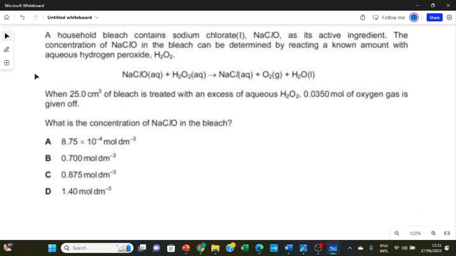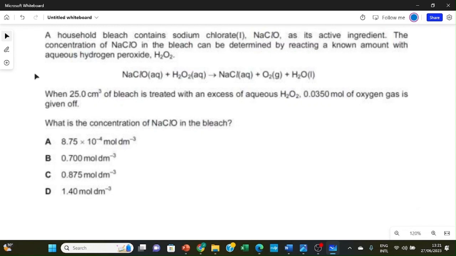When 25.0 cm³ of bleach is treated with an excess of aqueous hydrogen peroxide, 0.0350 mole of oxygen gas is given off. You are now asked what is the concentration of sodium chlorate(I) in the bleach. That is, what's the concentration of NaClO in the bleach.